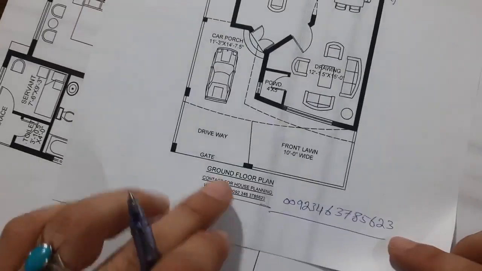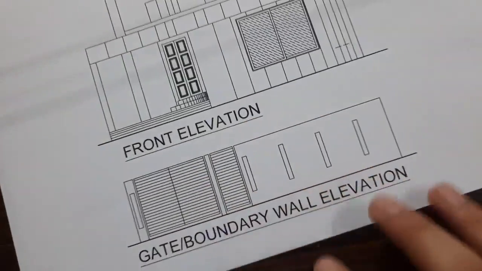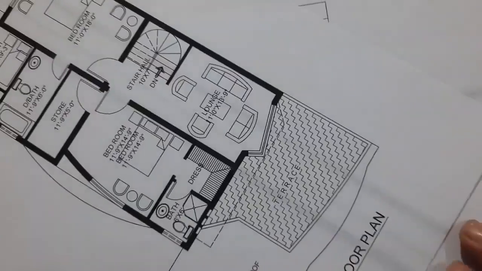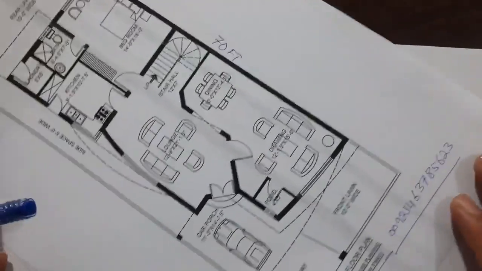Guys, you can see this is the ground floor plan, the next one is the first floor plan, and the last one is the front elevation and gate boundary wall elevation. Let's explain the ground floor plan.